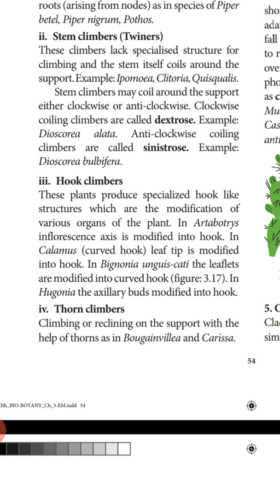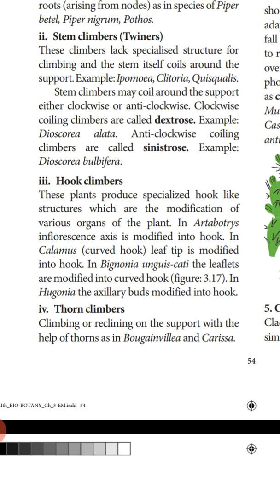In Artabotrys, the inflorescence axis is modified into a hook. So what is the inflorescence axis? The axis on which the flowers are arranged. That inflorescence axis is modified as a hook here. In Calamus, the leaf tip is modified into a hook. In Bignonia, the leaflets are modified into curved hooks. So leaflets, we know, are part of the compound leaf. We have studied that in a compound leaf we have numerous leaflets. The leaflet is modified into a hook for the support of the climbing of the plant here.